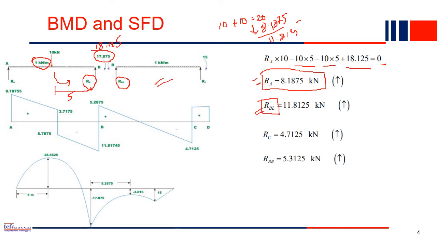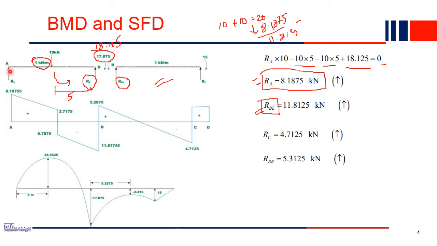Similarly, for the right-hand side diagram, find it out with the same process. What is RC? Take moments, write a similar moment equation, and find RC. RC value is this much. Then find RBR, that is this much. Once you know all the support reactions, you can easily draw the bending moment and shear force diagrams. So this is the shear force diagram.